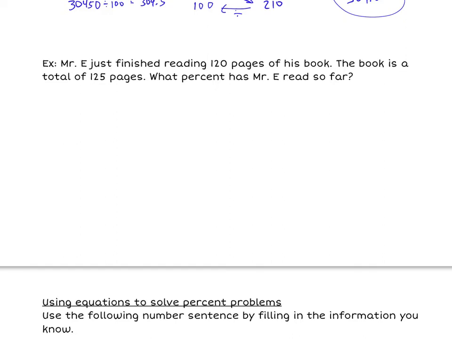So, I read 120 pages of my book. The book is 125 pages. What percent have I read? So what am I trying to find? What's my answer going to be? A percent. So we know right off the bat.